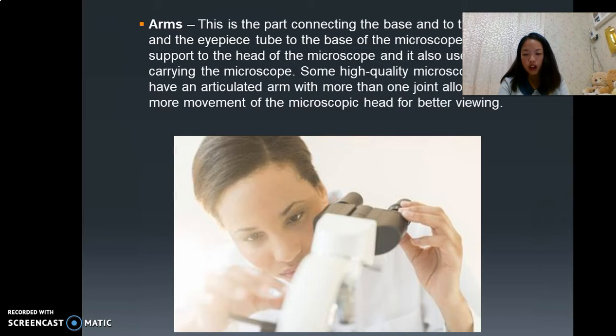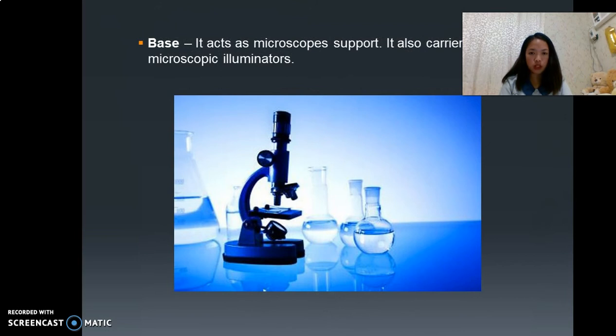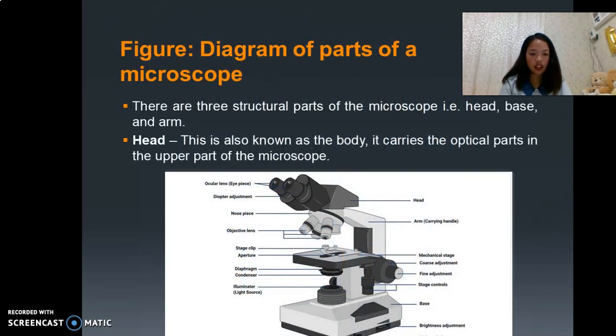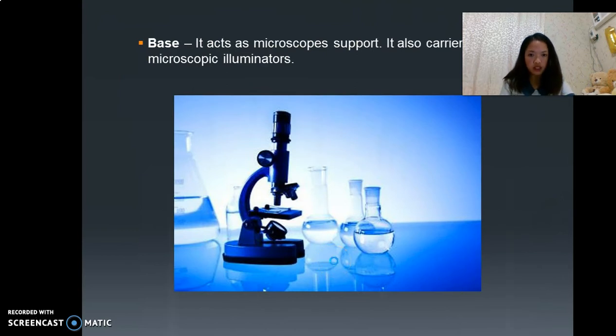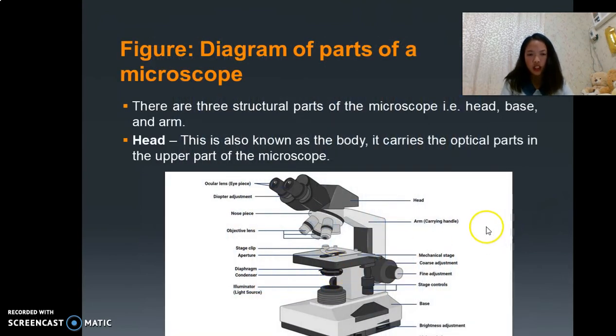The microscope arm connects the eyepiece tube to the base. Kung mapapansin natin dun sa picture kanina, the microscope arm connects to the eyepiece. Ayun, naka-connect sila. Gaya ng sabi ko kanina, the microscope arm connects the eyepiece tube to the base. So, yan. Next na tayo.